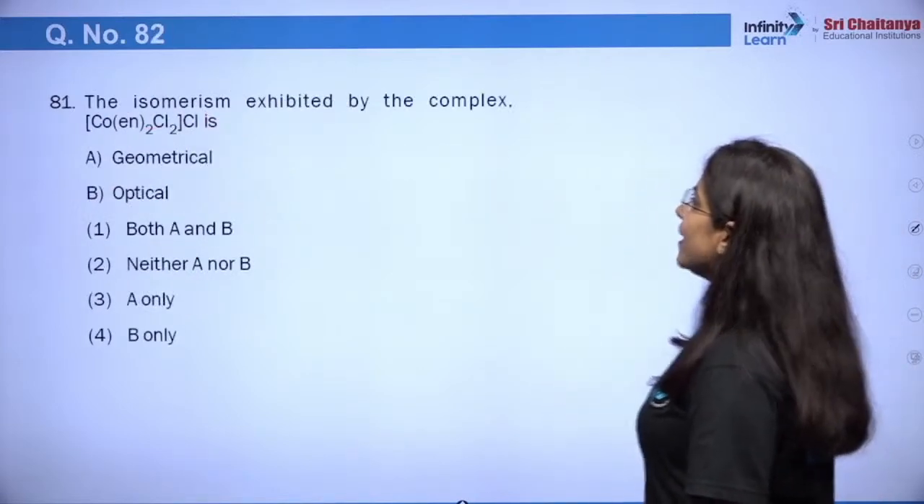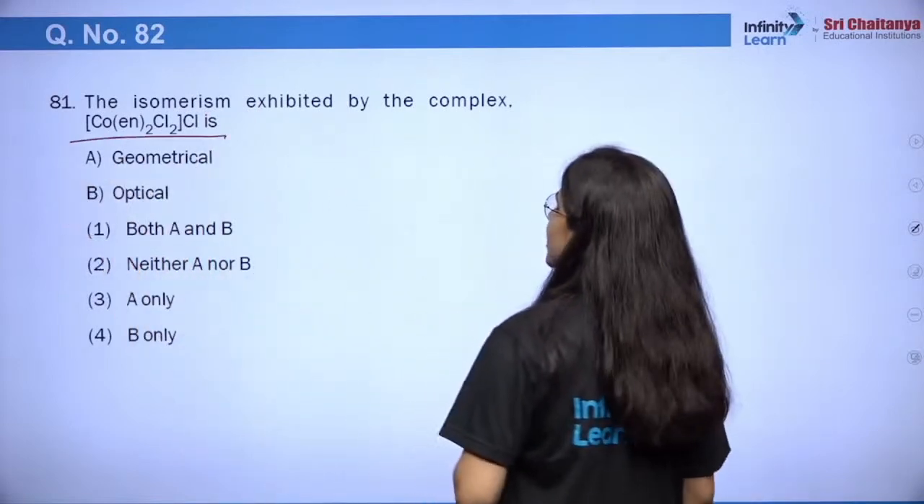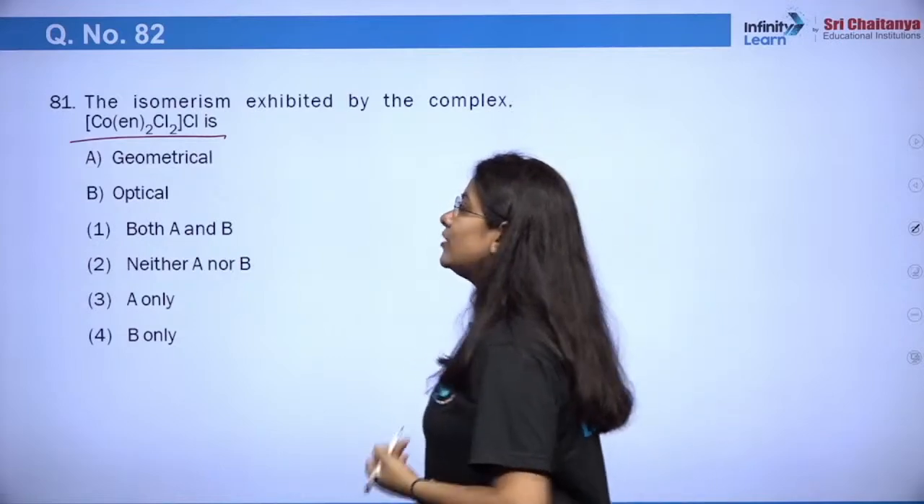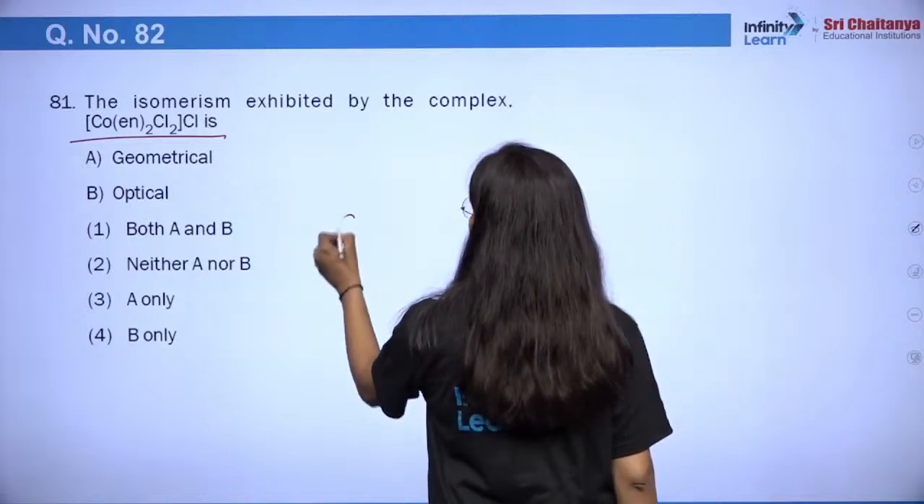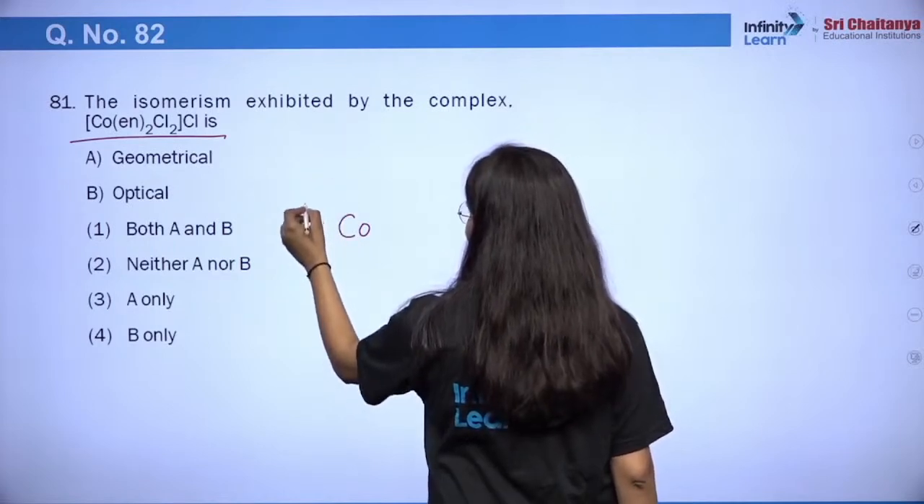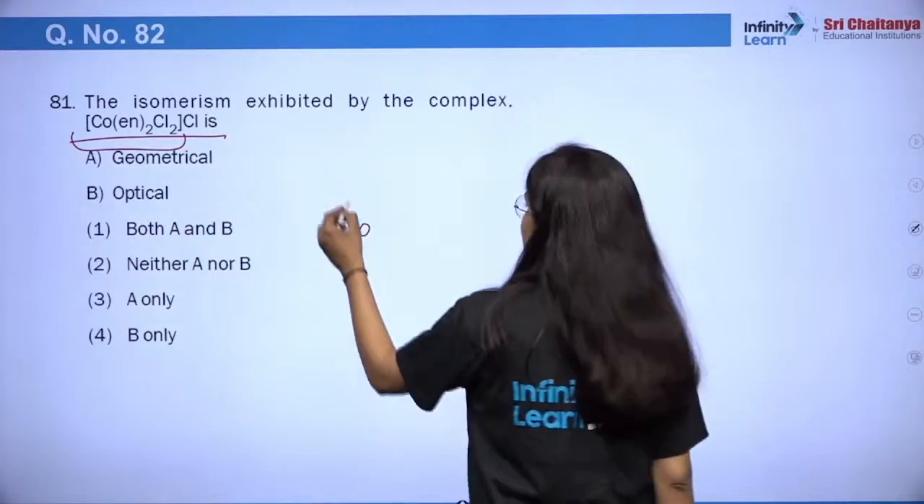The isomerism exhibited by the complexes. So we have this complex [Co(en)2Cl2]Cl. Will it show geometrical isomers or optical isomers? Let's check. Let's draw the compound Co. So I am drawing this complex ion, right? [Co(en)2Cl2].